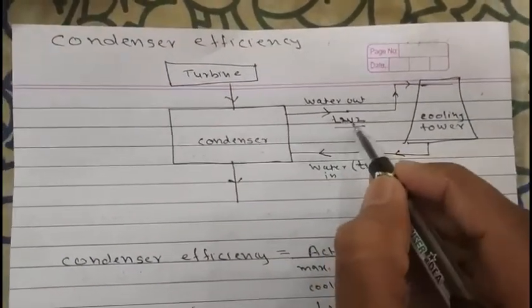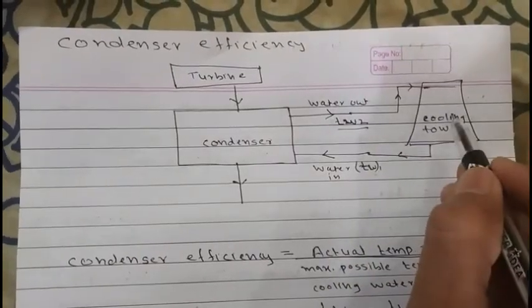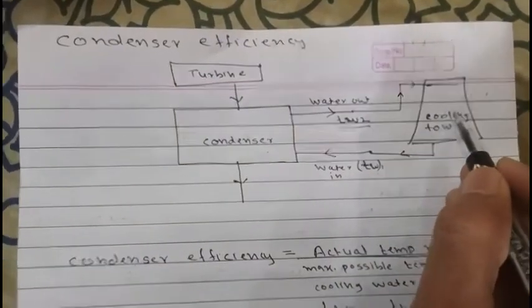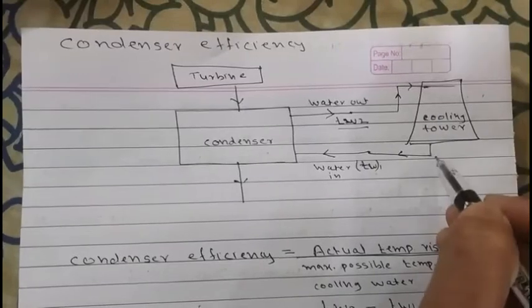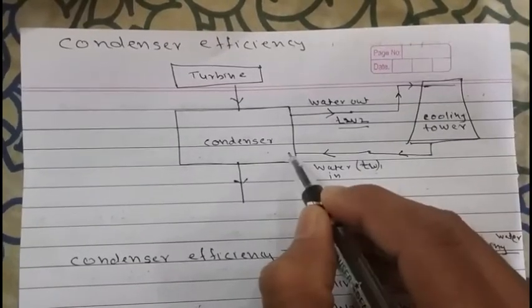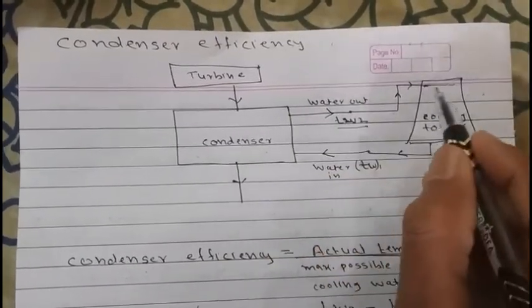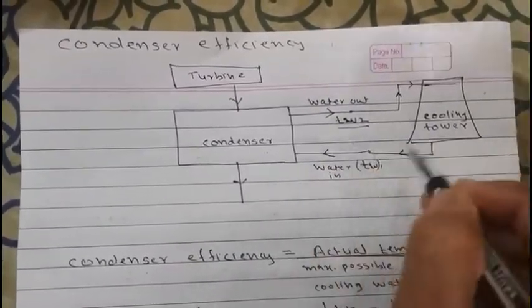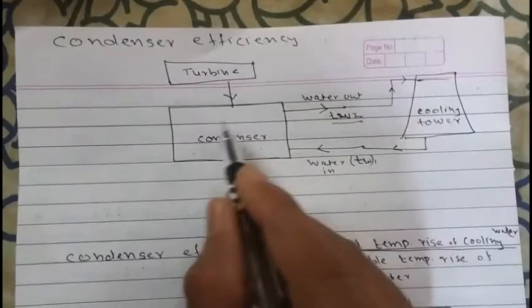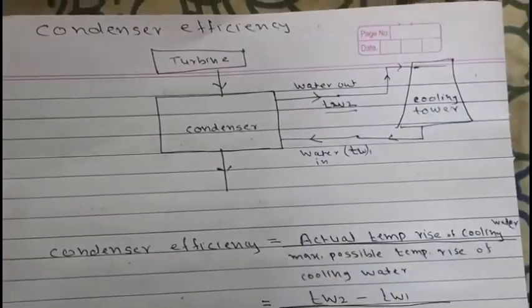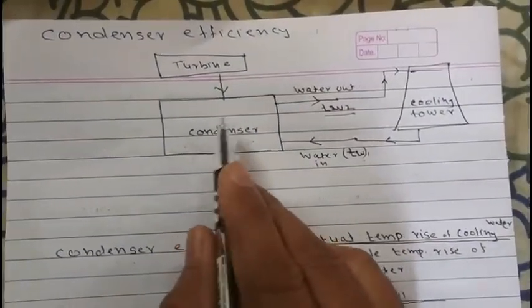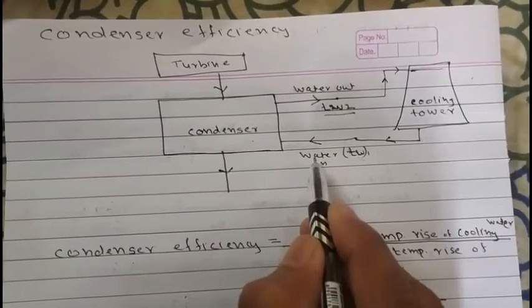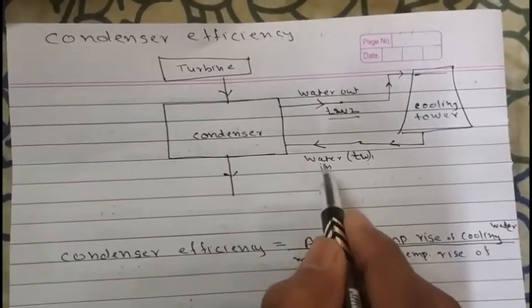That heated water will pass through the cooling tower where it will get cooled, and that cool water is again circulated inside the condenser, heated again, goes to the cooling tower again, and this cycle goes on and on. So the condenser is nothing but a heat exchanger in which the heat is lost by the steam and gained by the water. This is the background.